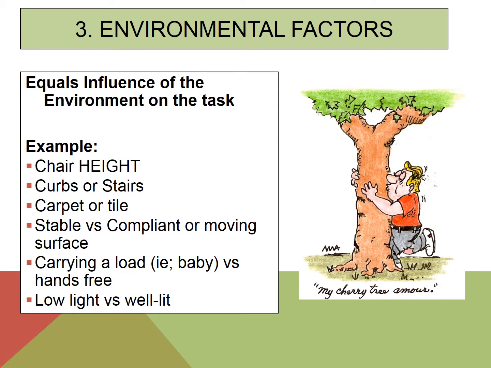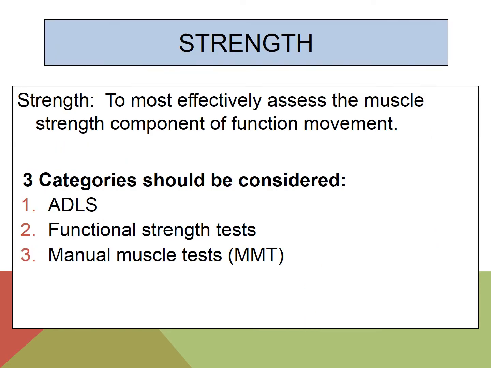So what are the factors that the environment plays and how it can impact the performance of our patients? So why do we assess the strength of our patients? It's really to see if they have that strength component that's required for functional movement. We can actually look at strength through 3 different categories. ADLs, activities of daily living. So actually having them perform the ADL and see do they have the strength to complete the activity. We have functional strength tests that we'll talk about, as well as using equipment-based strength assessments. And then manual muscle tests, which you all know and love by this point in the semester.